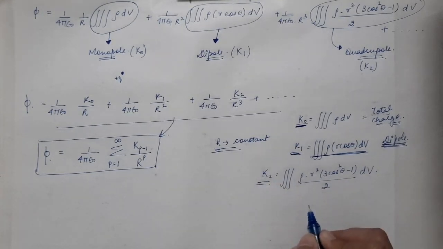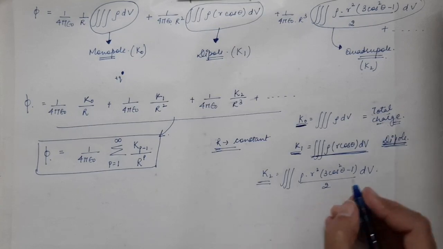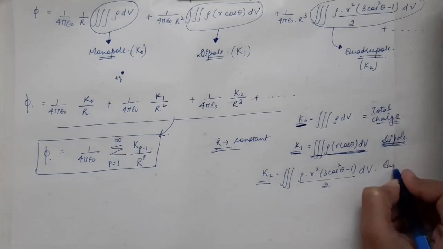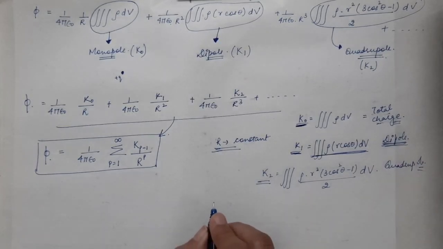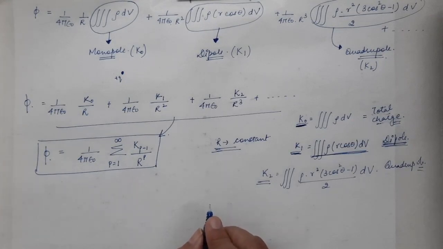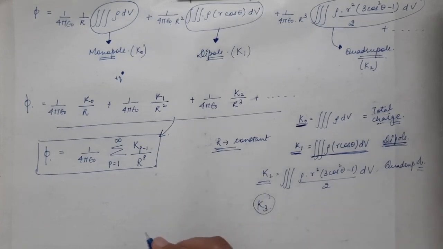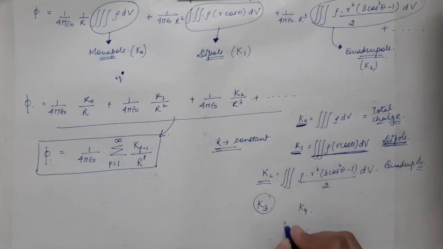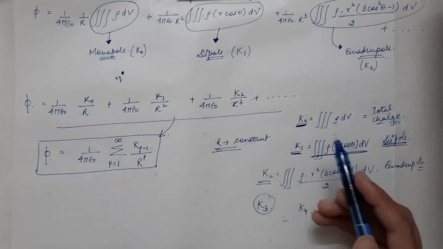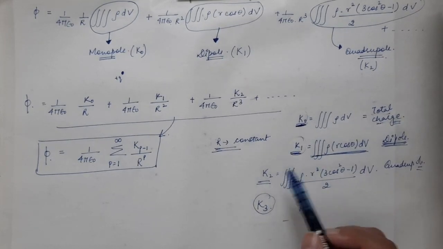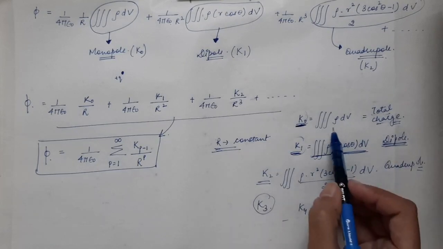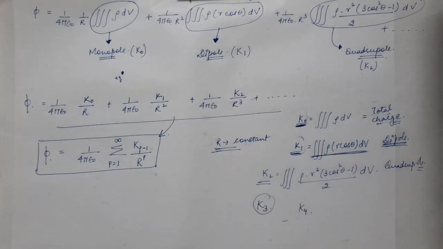Now if k2 comes out to be non-zero, that means that particular charge distribution is behaving as a quadrupole. Similarly, if the quadrupole also comes out to be 0 for a particular distribution of charge, then we look out for k3. And similarly, if k3 comes out to be 0, then we look out for k4. And so on, we find out how the distribution of charge is behaving, whether as a monopole, a dipole, a quadrupole, and so on. So these expressions help us in finding the nature of the distribution of charge.